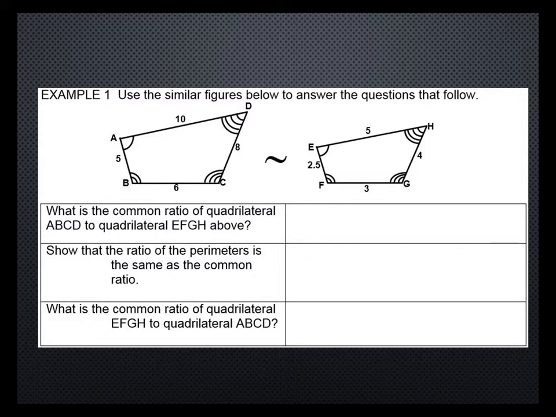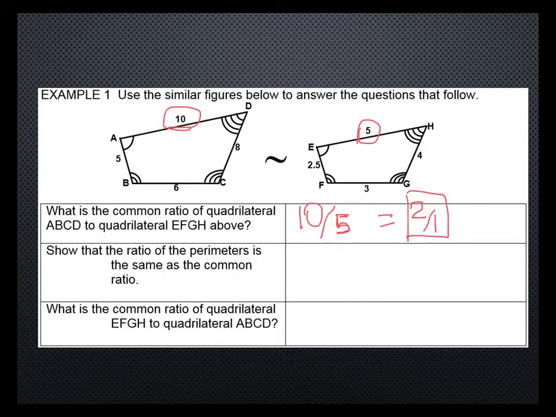So we want the ratio of ABCD, which is this figure right here, to the quadrilateral EFGH, which is right here. So we'll take this number, 10, put it over this number, which is 5, because those are the corresponding sides. But what is equal to 10 over 5? That equals 2 over 1. So actually our common ratio here is your simplified fraction, 2 over 1.